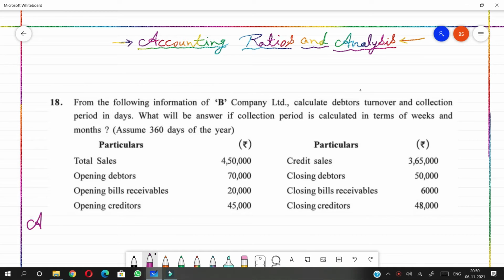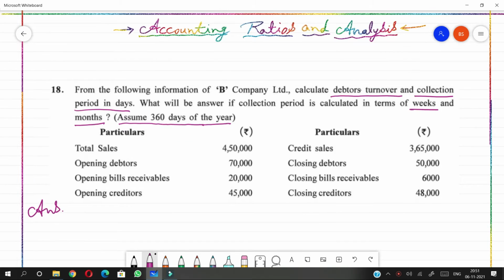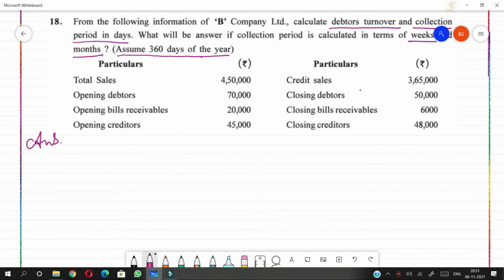Sum number 18. From the following information of B Company Limited, calculate debtors turnover and collection period in days. What will be the answer if the collection period is calculated in terms of weeks and months? Here assume 360 days of the year. So students, we have to find out here debtors turnover.